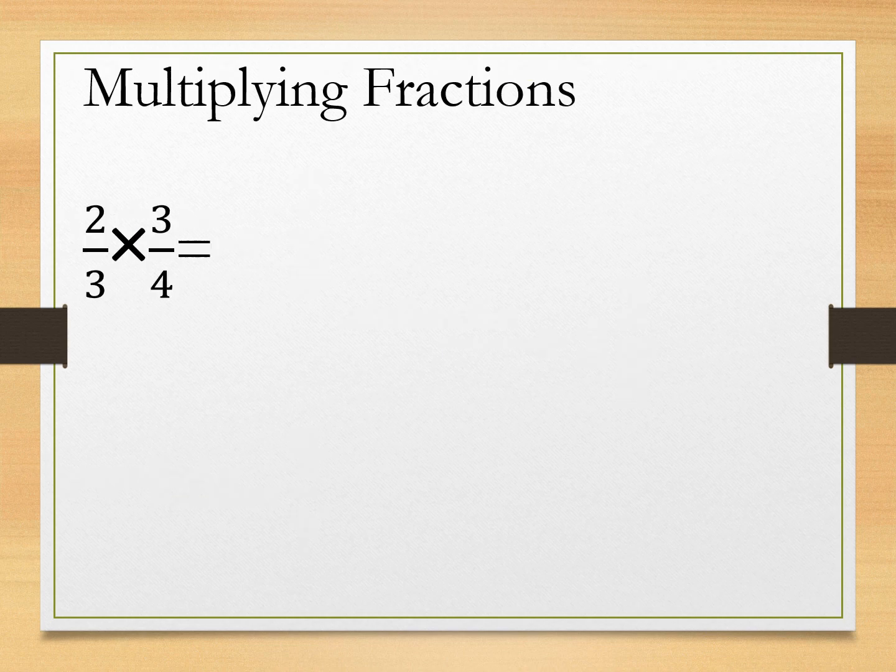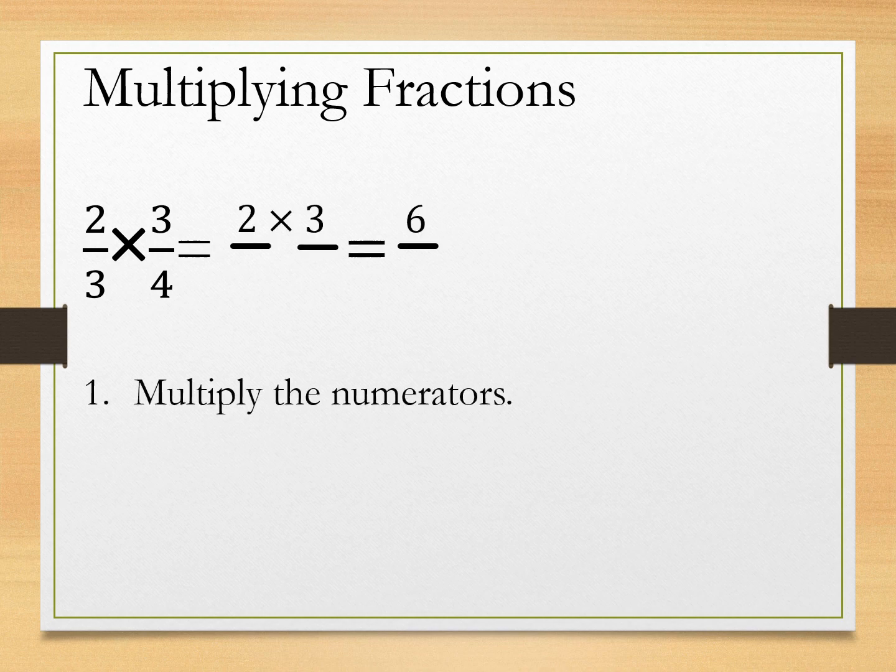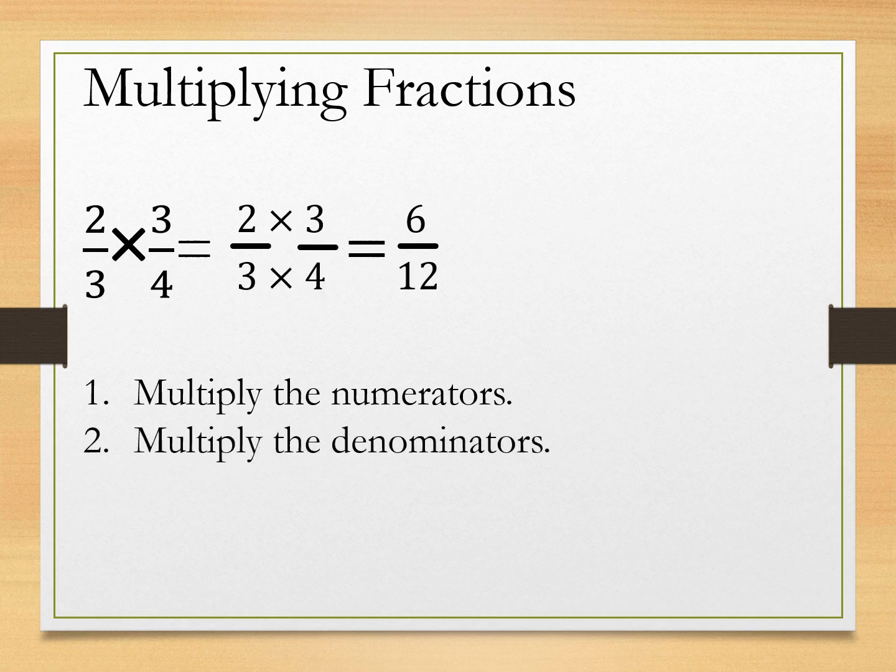In multiplying fractions, we first multiply the numerators, and then we multiply the denominators. Then for the final answer, if you can simplify it, you simplify, you cancel the fractions. For example, 6 and 12 are both divisible by 6, so the answer will be 1 over 2.